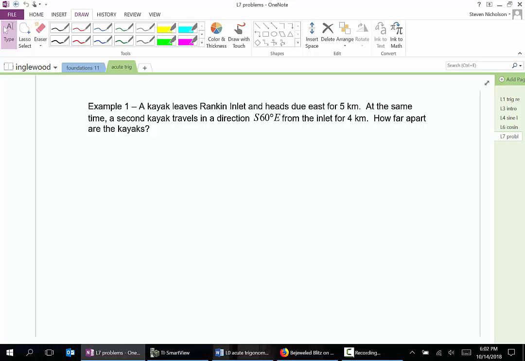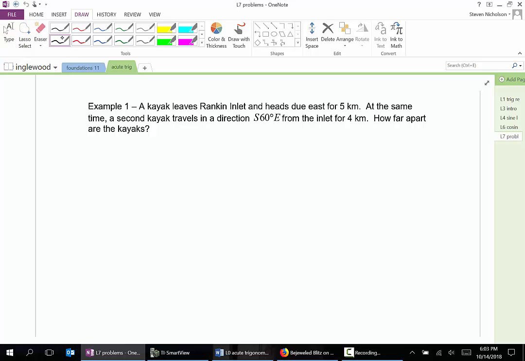It emphasizes the importance of drawing a picture and understanding the vocabulary. A kayak leaves Rankin's Inlet and heads due east. Due east means exactly east for 5 kilometers. At the same time, a second kayak travels in a direction south 60 degrees east from Rankin's Inlet for 4 kilometers. And the question is asking, how far are they apart?